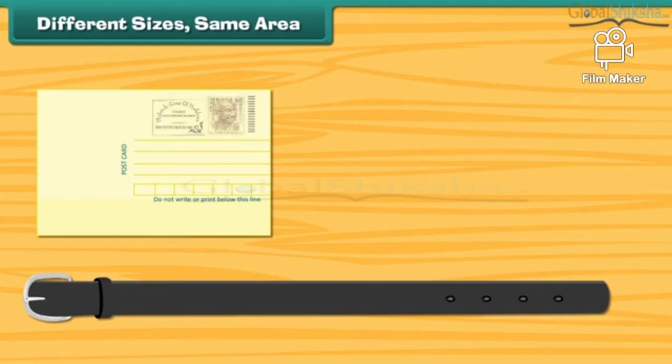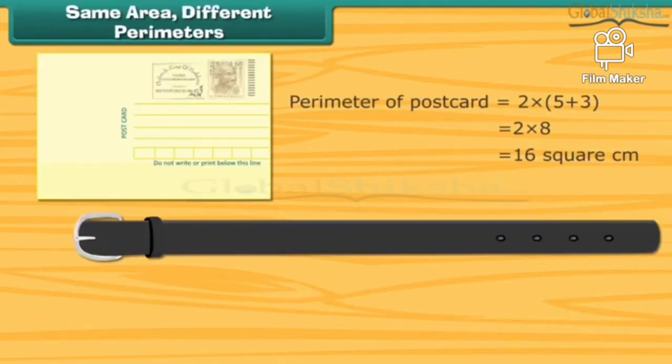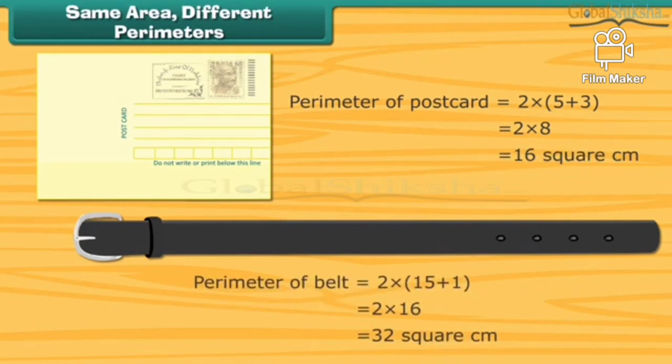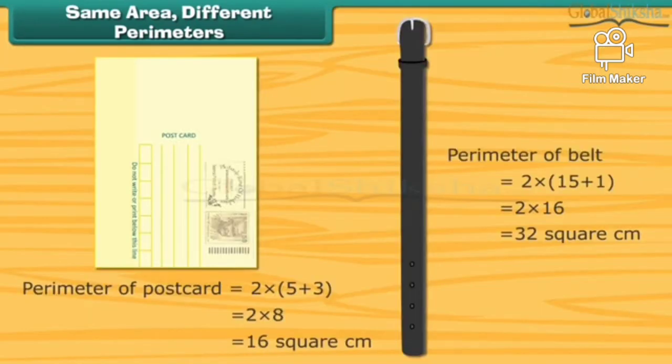What about their perimeters? Do both have same perimeters? Let us find out. Perimeter of postcard is equal to 16 centimeters, while the perimeter of belt is 32 centimeters. Thus, the things with same area can take different forms. The perimeter of such things can be same or different.